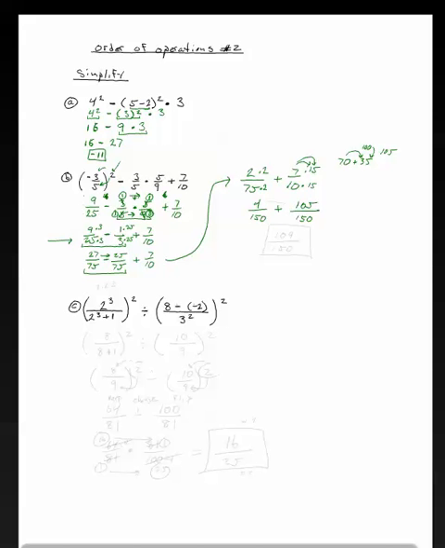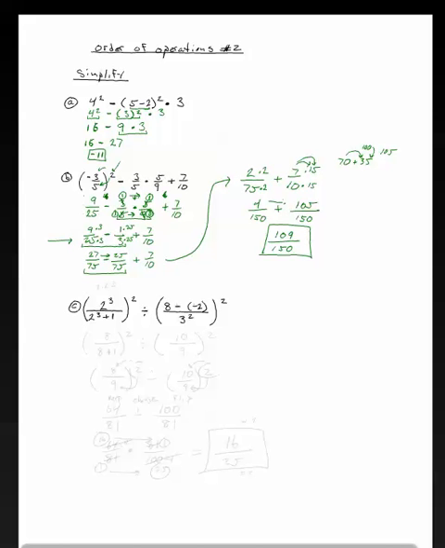Now that we've got the common denominator, we add the numerators, keep the common denominator the same. So 4 plus 105 is 109 over 150. And that's our answer. Not too bad if you take it piece by piece.